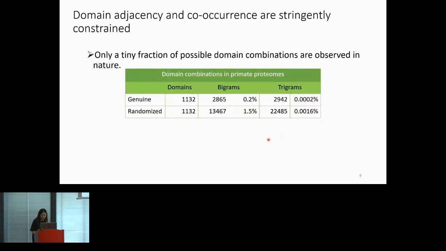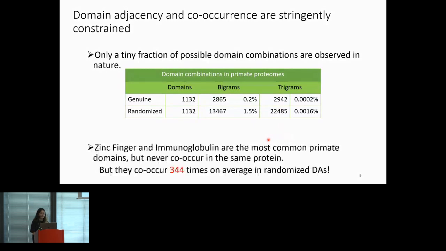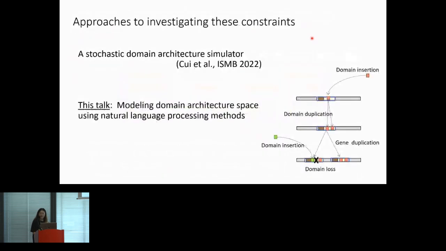Another striking example is that zinc finger and immunoglobulin are the most common primate domains, but they never co-occur in the same protein. But they co-occur 344 times on average in randomized domain architectures. And this suggests that there are stringent constraints acting on domain adjacency and co-occurrence. And so we want to understand these constraints.